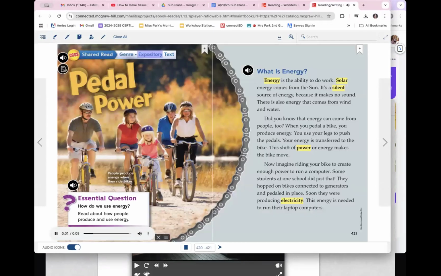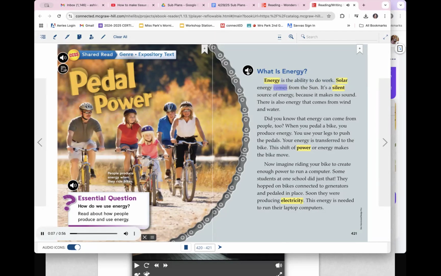Genre. Expository text. Pedal power. People produce energy when they ride bikes. Essential question. How do we use energy? Read about how people produce and use energy. What is energy? Energy is the ability to do work.